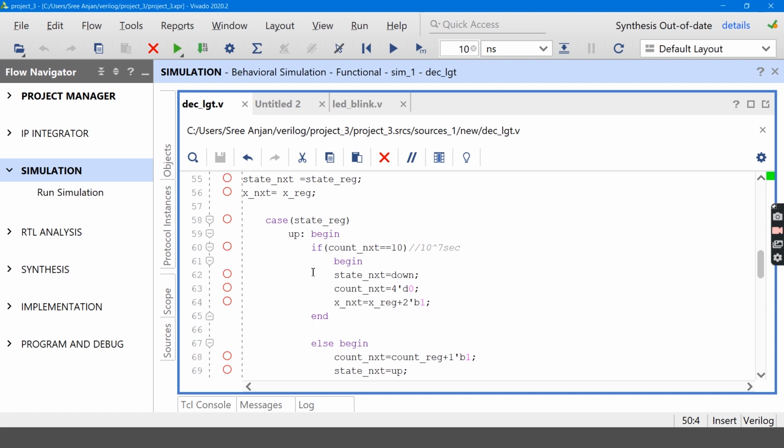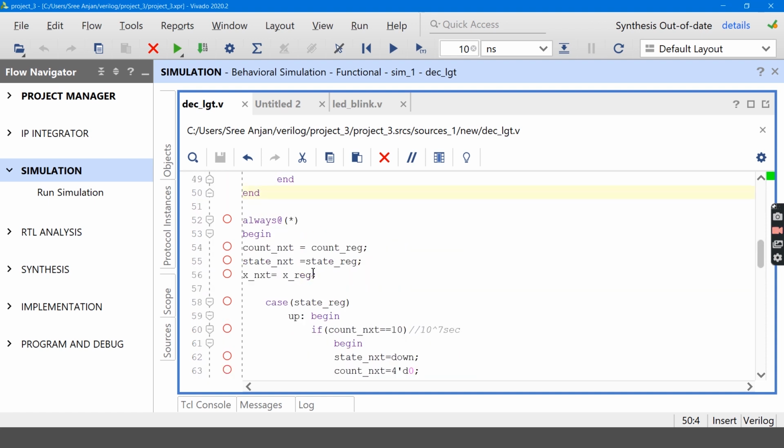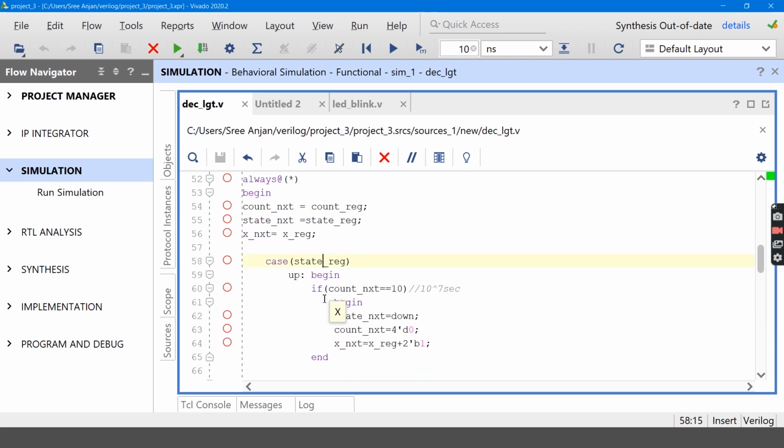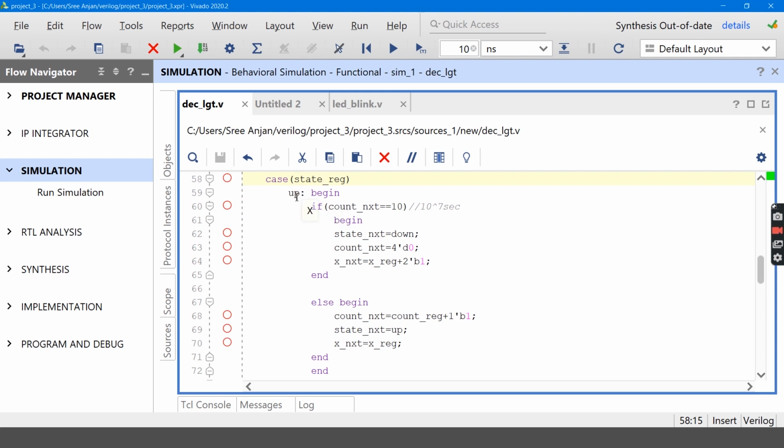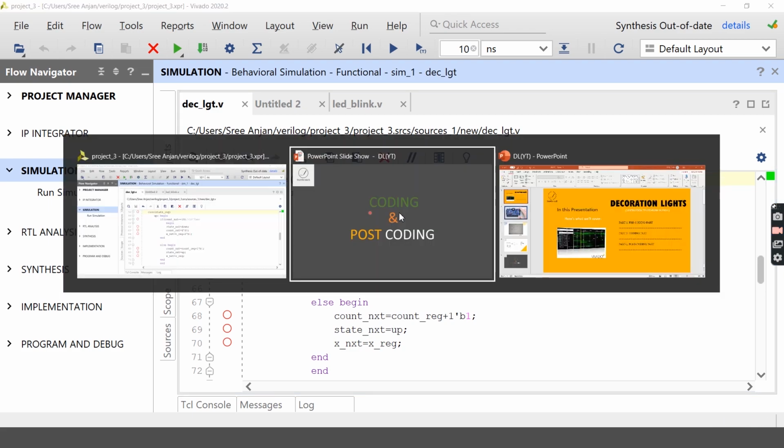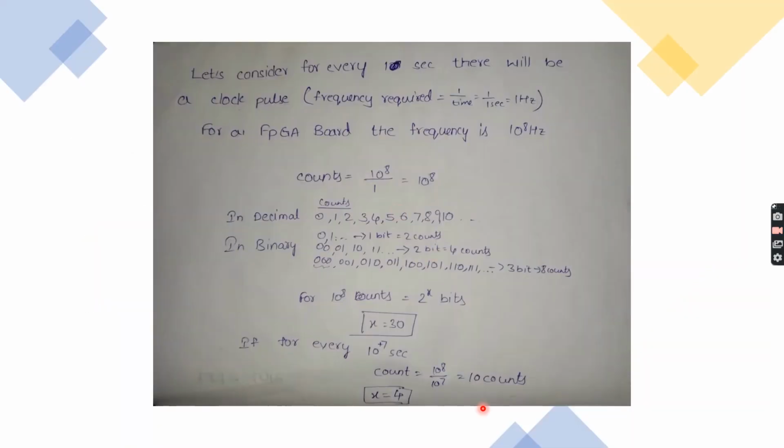Coming to this always block, this is the default value, and for the state case, if up, this will be the condition: if count next equals 10, that is for 10 to the power 7, for every 10 to the power 7 clock cycles I will get a change. That will be count equal to 10. I explained it earlier. To remember, I will be taking 10 counts and 4 bits.